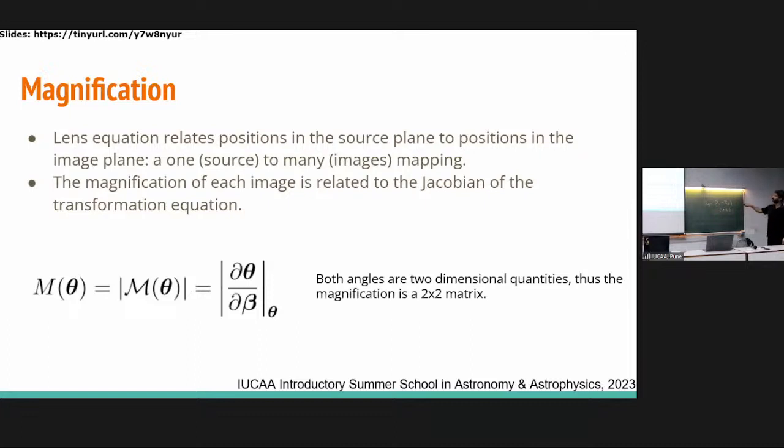Okay? So this lens equation relates the positions in the source plane to the positions in the image plane. It can be a one-to-many mapping, right? One source can be mapped into multiple different images, but at each image, it can get stretched in a different manner. So what we want to calculate is the stretching of each image. This stretching of each image is related to the Jacobian of this transformation of going from the position in the source plane to the position in the image plane. Okay? What we want to know is how small differences in the source plane translate into differences in the image.